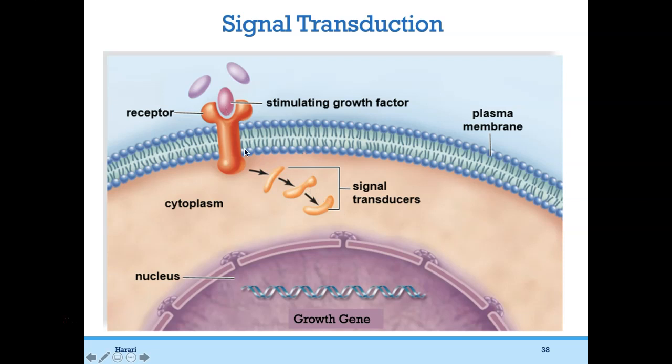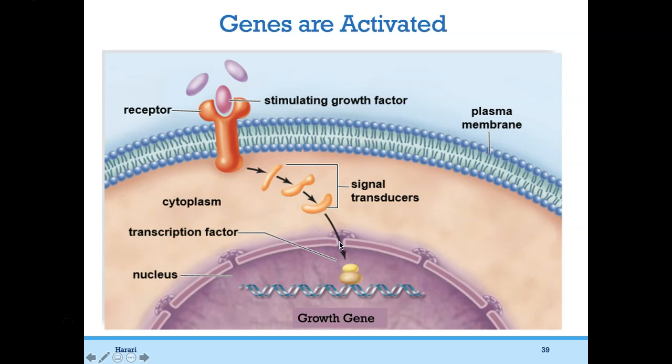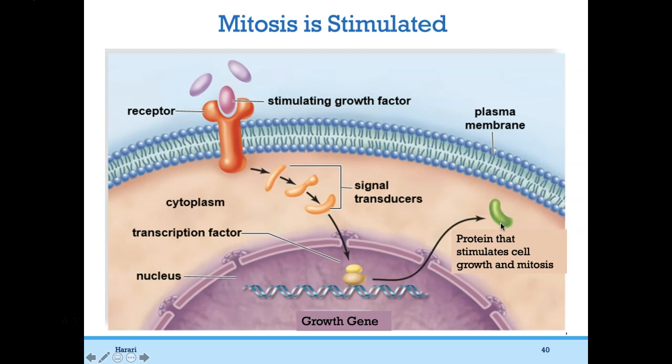This growth factor activated all these other proteins inside of the cell, which will end up sending a special factor called a transcription factor inside of the nucleus. And this will tell this gene to be turned on. So because of the growth factor, this growth gene will be turned on, and then it will make proteins that will stimulate cell growth and mitosis.